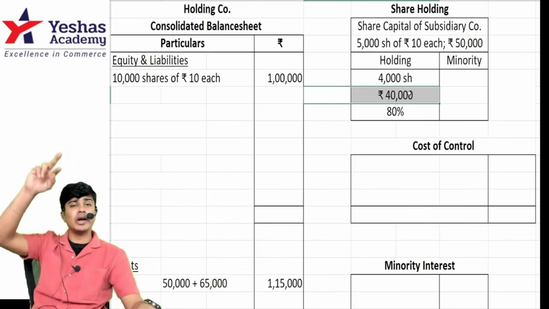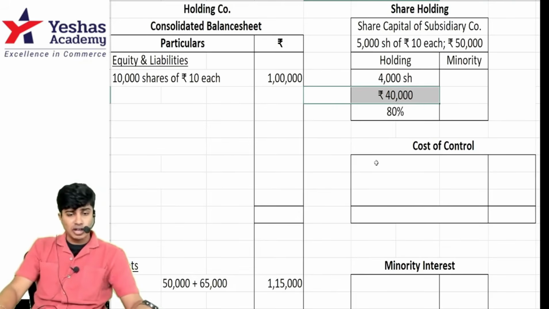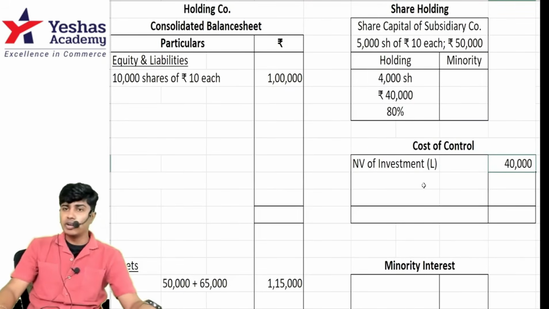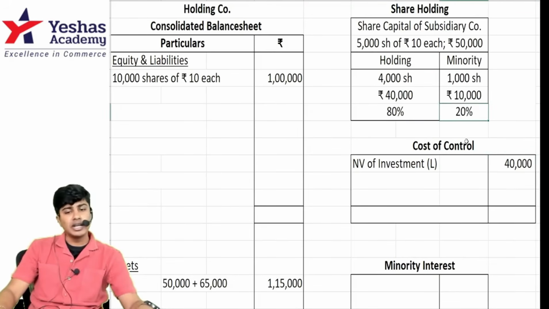Where do I compare book value, nominal value? Cost of control. There I would write nominal value of investment 40,000. Everybody got 40 nominal value. Understood? Clear? I would write 1,000 shares, 10,000 rupees, 20%. What is this? Minority. Where do I write this? Minority interest. Shall I write it in balance sheet directly?